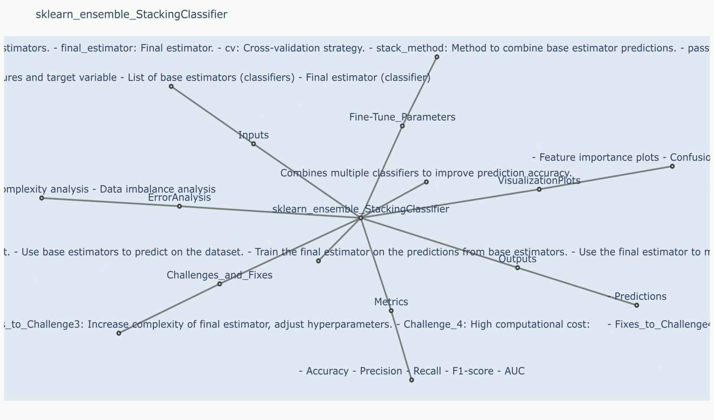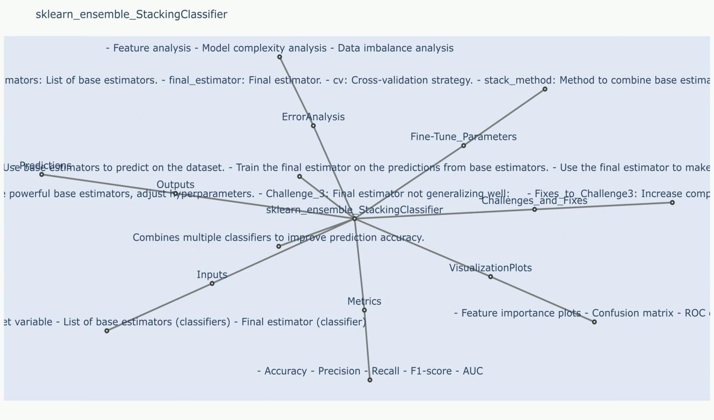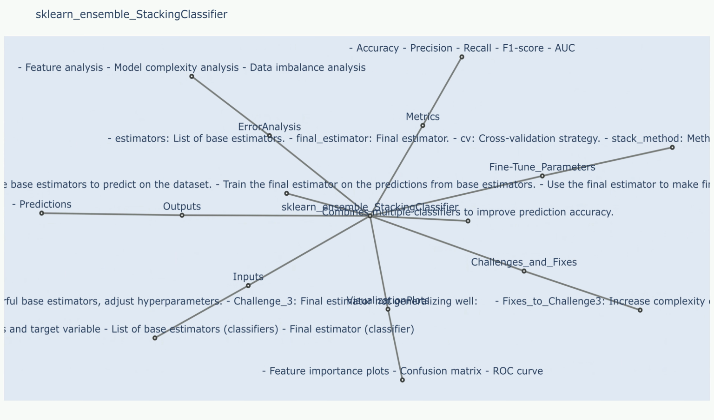Visualization plots. Feature importance plots the relative importance of each base estimator's predictions in the final model. Confusion matrix visualizes the classification performance, showing the number of true positives, false positives, true negatives, and false negatives.